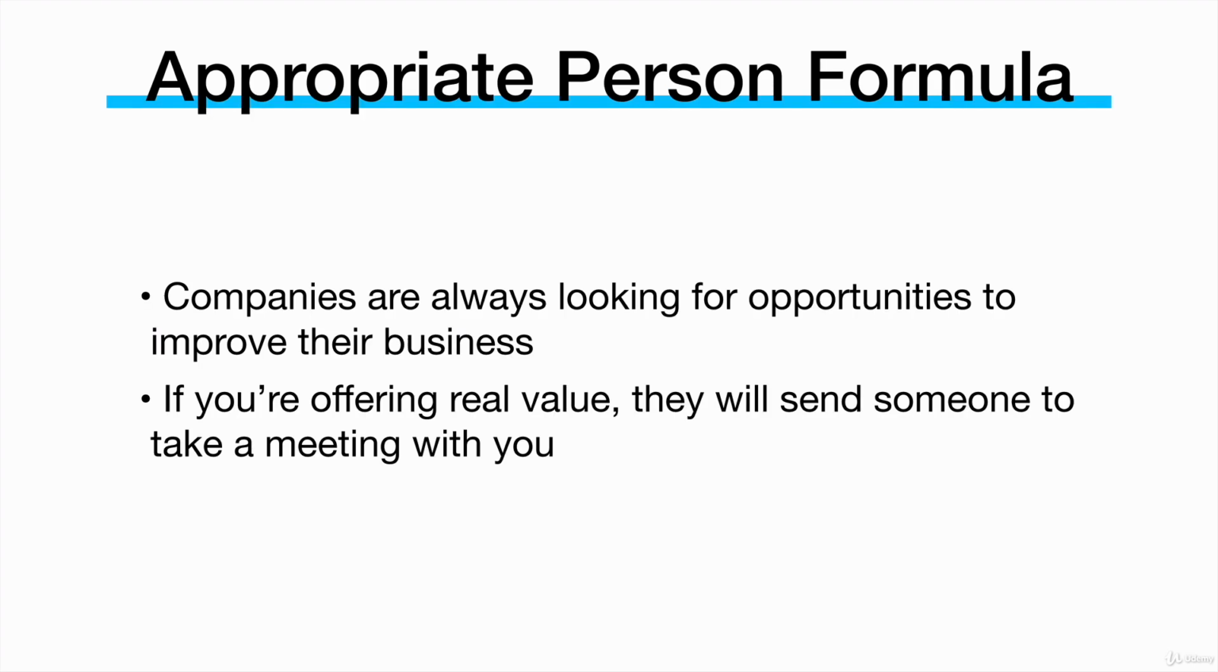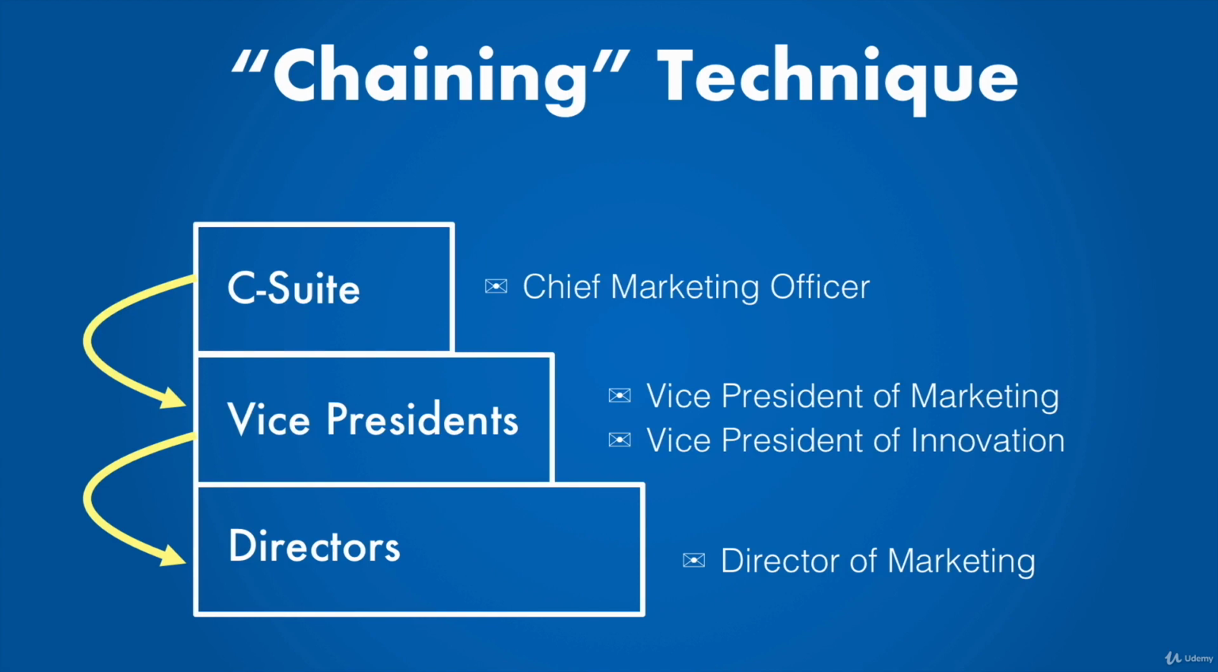And so why you want to do this is because companies are basically always looking for opportunities to improve their business. And basically, if you're offering real value and you're emailing these people, they're going to send someone to you to take a meeting. So going back to this graph, if the chief marketing officer thinks that you offer value and the vice president also agrees that you offer value, they're going to have a little discussion internally, and they're basically going to say, this seems interesting, but we don't want to spend time on it. So let's push it to the director of marketing and let's have him take the meeting. And so basically that's how the chaining technique works.